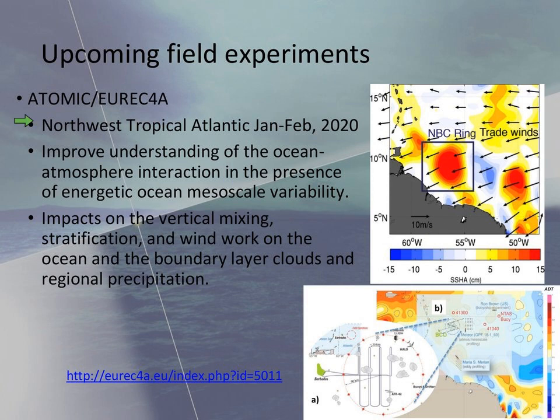This field experiment here is ATOMIC that's happening in the Northwest Tropical Atlantic next year. And I believe Hyodae is involved in this one. And essentially they have some science questions to try to address our understanding of the ocean atmosphere coupling and some specific processes that are happening on the ocean mesoscale. And they're going to look specifically at impacts on the vertical mixing in the ocean, stratification, and the wind work. So the difference between the winds and ocean currents, and then how boundary layer clouds and precipitation patterns are affected by the coupling as well.